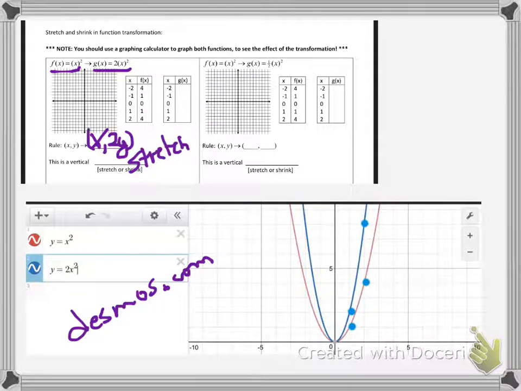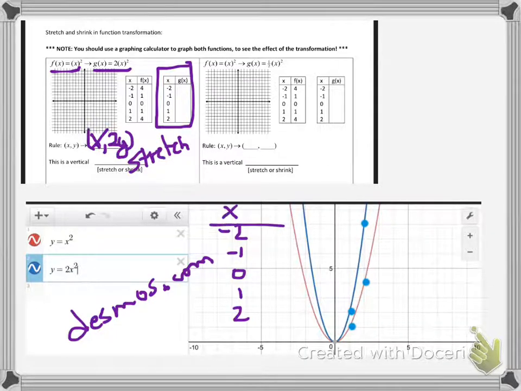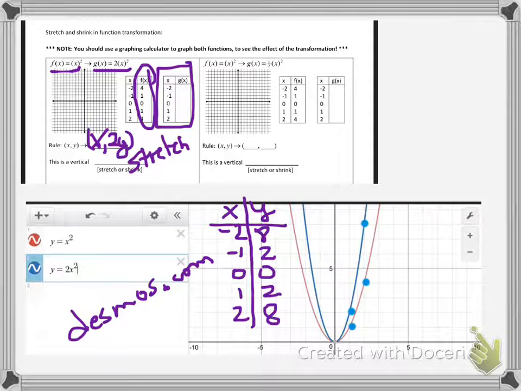And you can see, if you look at this table, -2, -1, 0, 1, 2 for x, and for the y values, which we've called g of x, but whatever the function is, y values are going to be our original y values doubled. So instead of 4, we'll have 8. Instead of 1, we'll have 2. Double 0, still 0. Then 2, then 8.